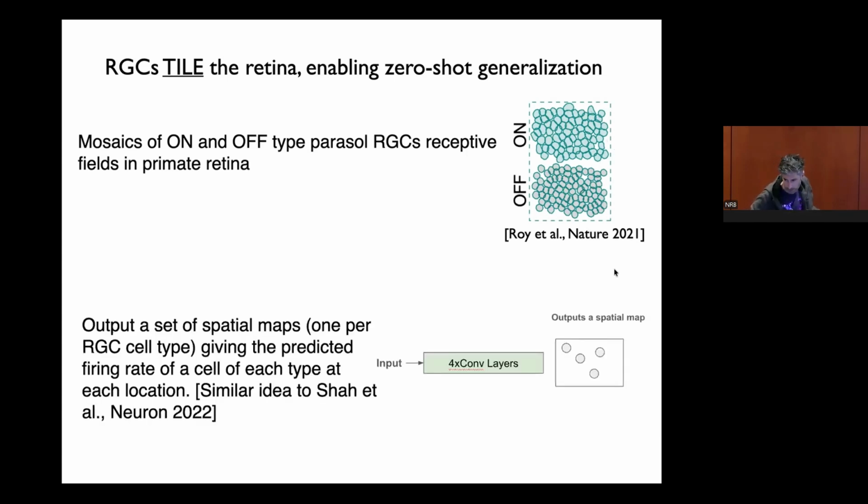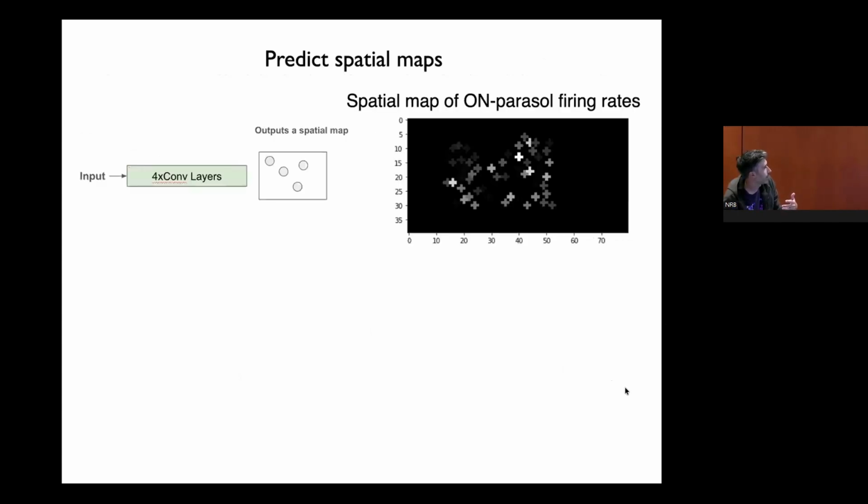And it means that we can adopt a new approach, which we started doing back in February, where instead of taking in a movie and predicting the activity of each ganglion cell, we take in a movie and we predict a spatial map, where the value of that map at some location says this should be the activity of a cell at this location. And then we have one such map for every ganglion cell type. So our model takes in a movie, predicts the activity of each ganglion cell type at each location. This is just a picture of a spatial map.